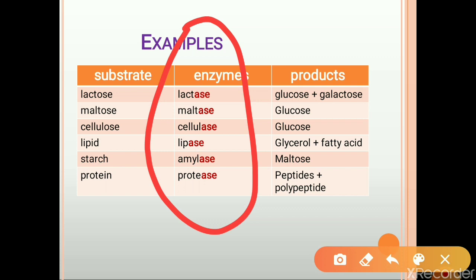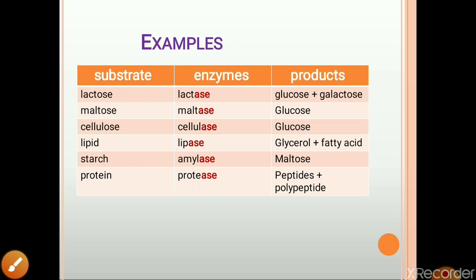There are also lipid molecules broken by an enzyme called lipase. Lipase converts lipid into glycerol plus fatty acid. There is also amylase, which breaks down starch into maltose. There is also protease, which breaks down protein into peptides and polypeptides.